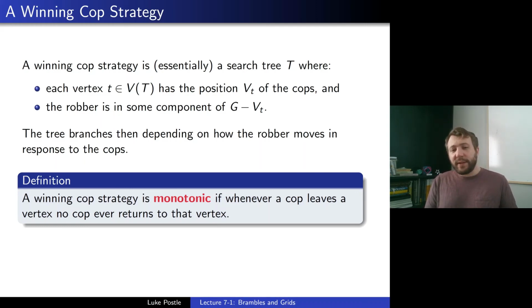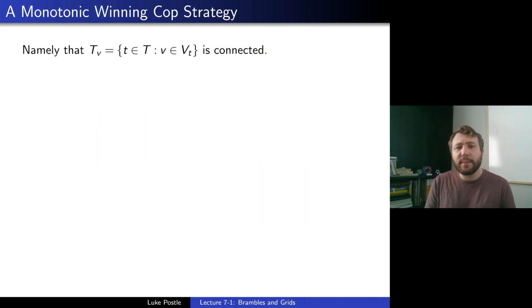So that's a winning monotonic cop strategy, and do you see what this is equivalent to? Maybe stop and think about what it would mean for the search tree, and what such strategies are equivalent to. Namely, for that first part, if you think about all the nodes where there's a cop at that vertex, call that TV, that would have to be connected, and hence it'd have to be a subtree.